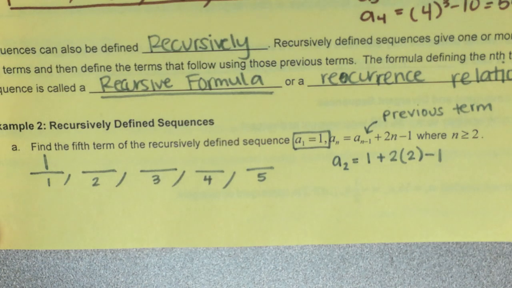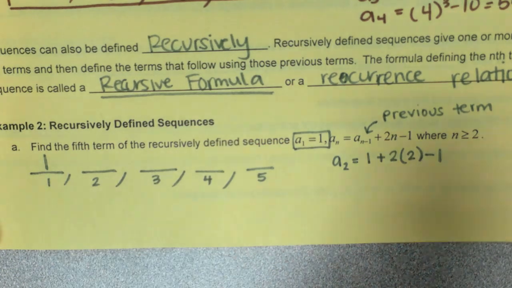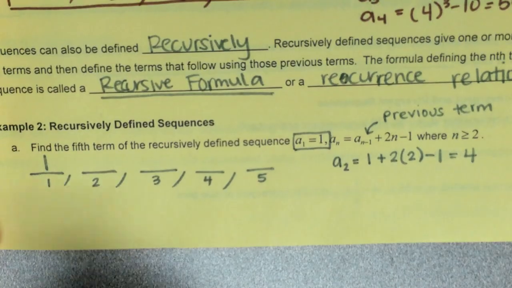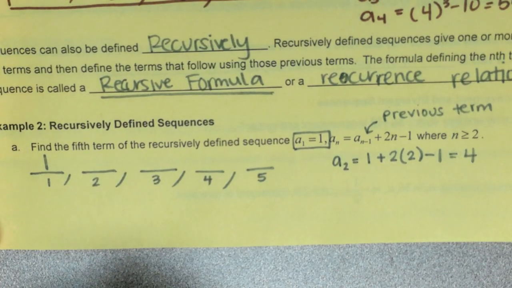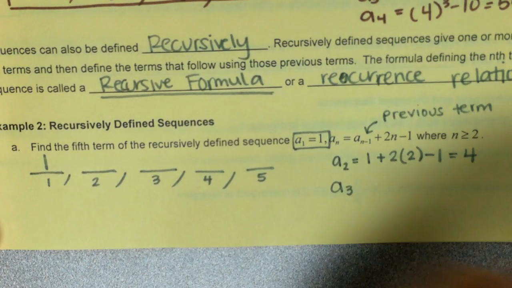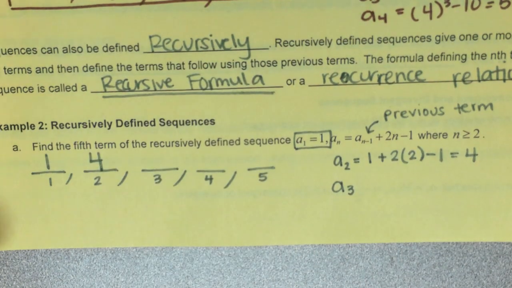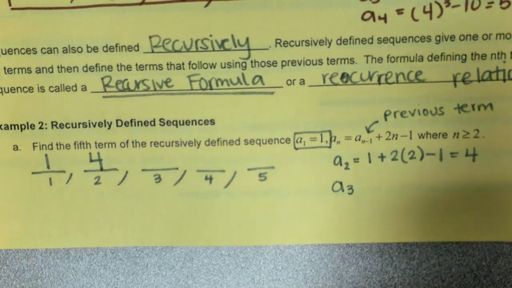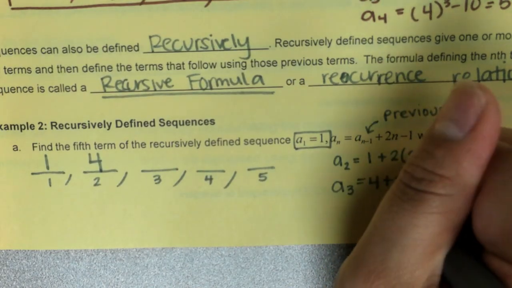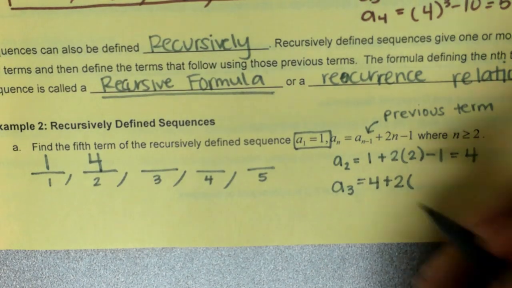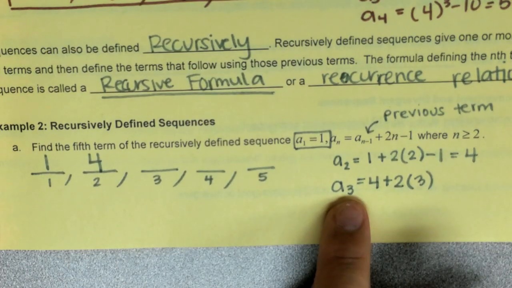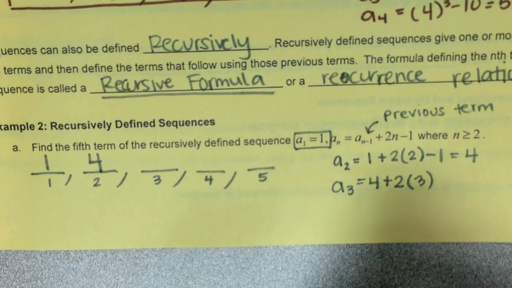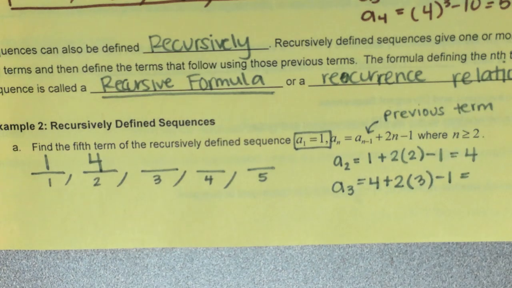What is 2 times 2, plus 1, minus 1? 4. Yeah, that's what I see. A of 3. What is my previous term? 4, plus 2. What's my n? 3. And by the way, your n is always the letter that's in the subscript right here. Minus 1. What's 2 times 3, plus 4, minus 1?